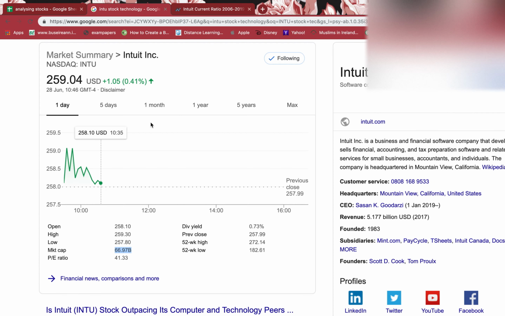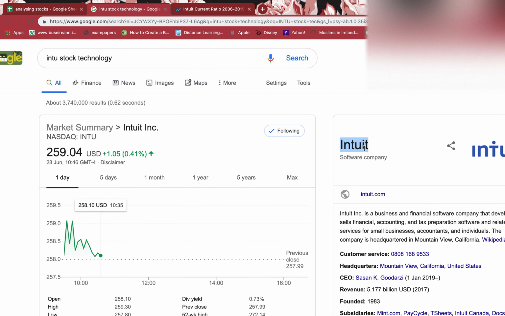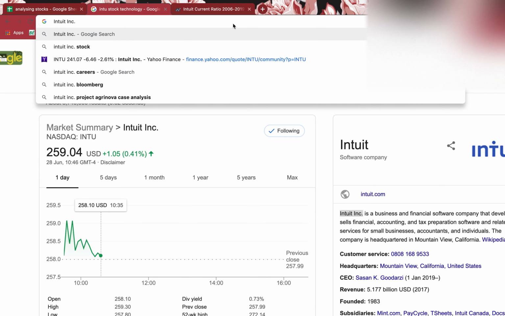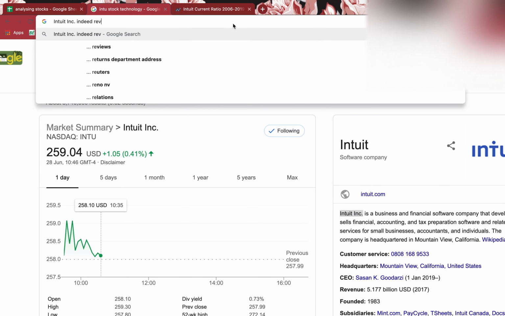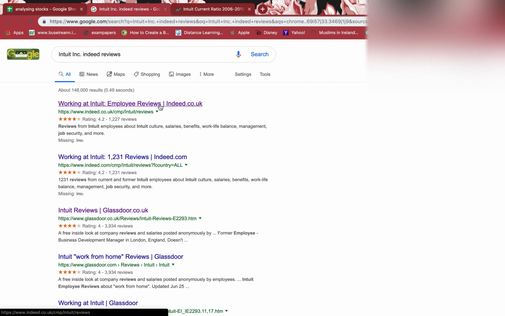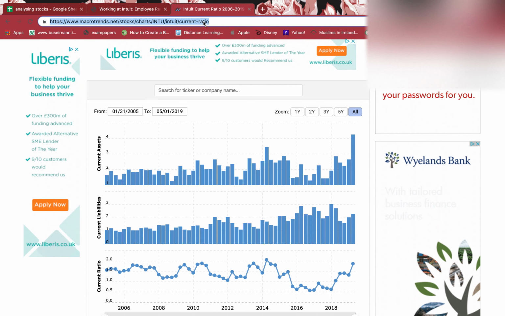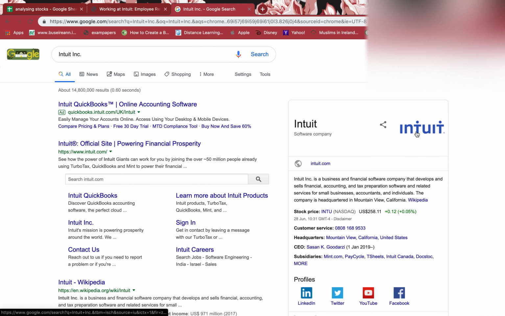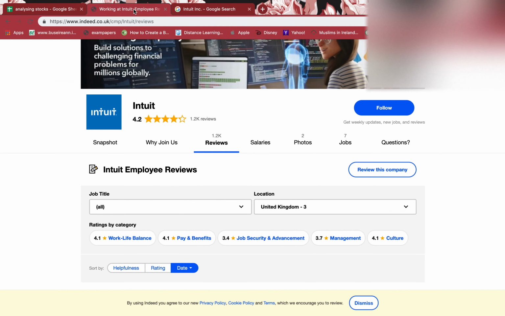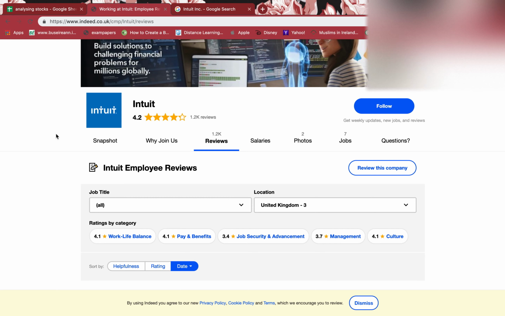And if I want to see, I can check. I'll just copy this, and paste this, and I'll type Indeed reviews, which will give me a review of what employees who work at this company think about it, because that will be quite an honest review, hopefully. So I'll just compare the symbol Intuit, and that's the same one, because in case any firm has the same name, you can just check that.